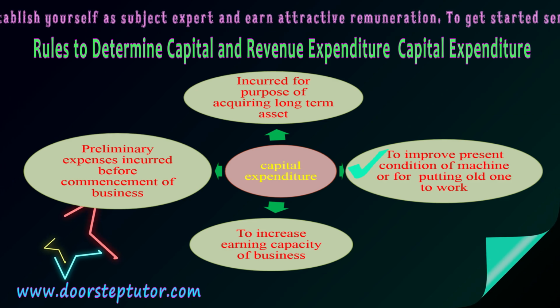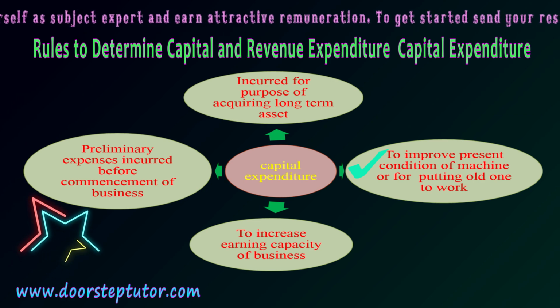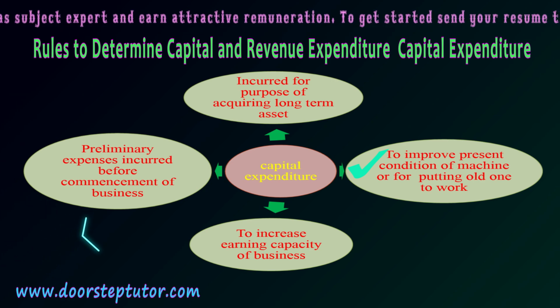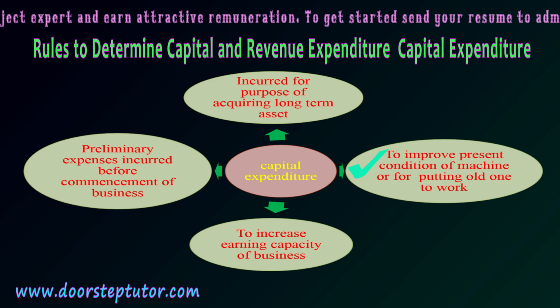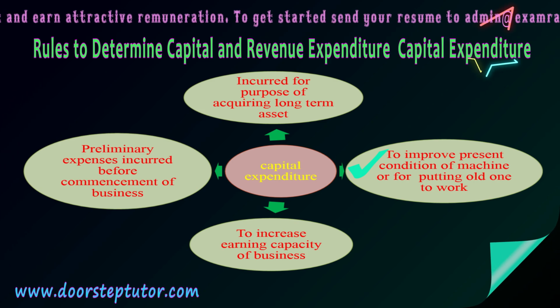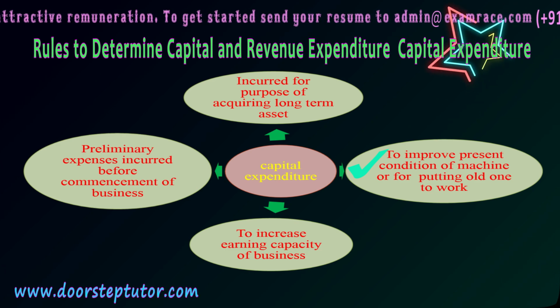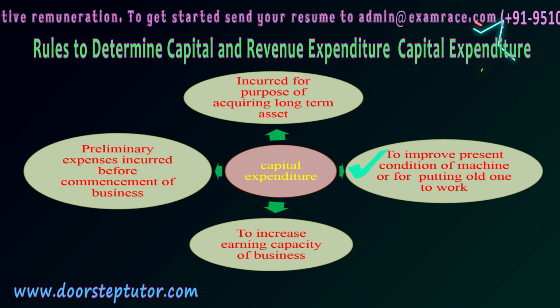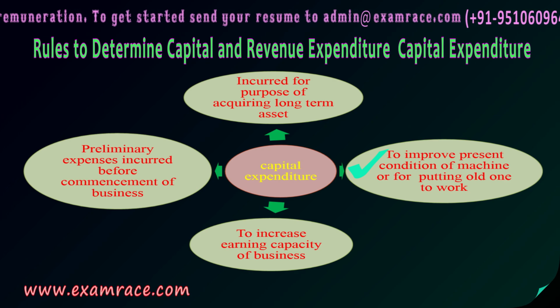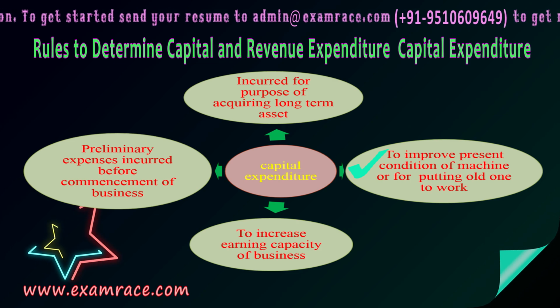The second one is to improve the present condition of a machine or for putting an old one to work. Here, improving the present condition of the machine doesn't mean regular repairs or conditioning of the machine, but it means that if it enhances the working capacity or production capacity of the machine, then it is termed as improvement in the present condition of the machine. Then it is termed as capital expenditure.